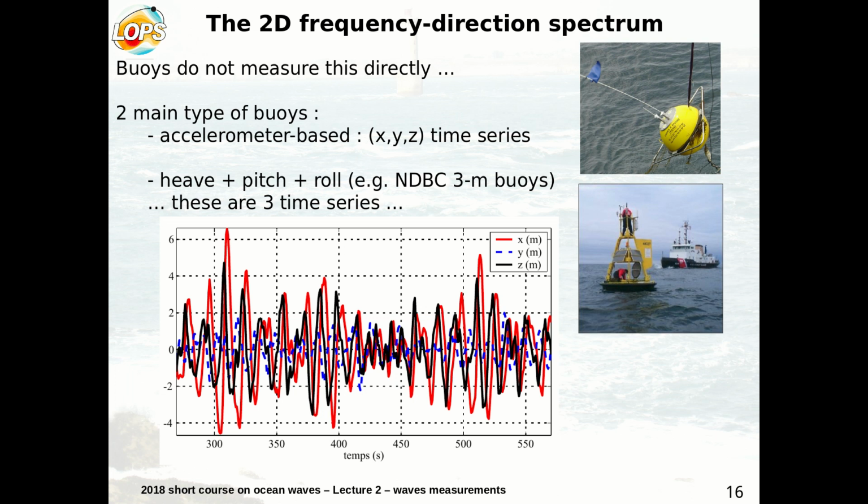And this is an example of time series X, Y, and Z from this kind of buoy. So you can see X in red, Y in blue, and Z in black. And actually, just from the phase shift of different curves, you can tell the direction of the waves, and I will tell you why.